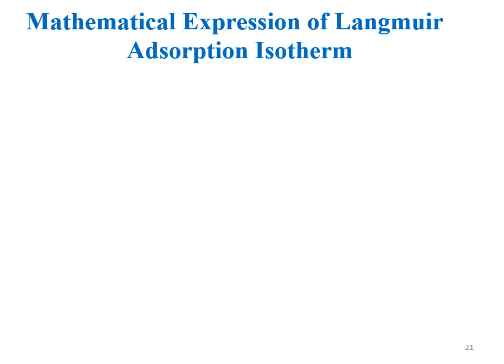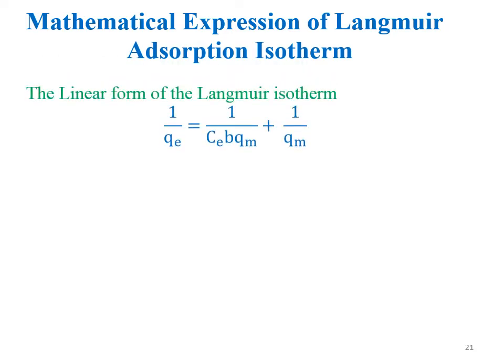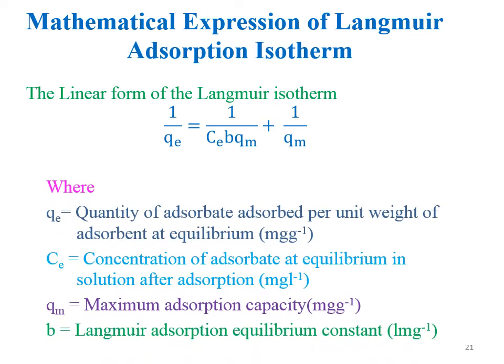And now the mathematical expression of Langmuir adsorption isotherm. Here is the mathematical expression of Langmuir adsorption isotherm, according to which 1 over Qe is equal to 1 over Ce into b into Qm plus 1 over Qm.